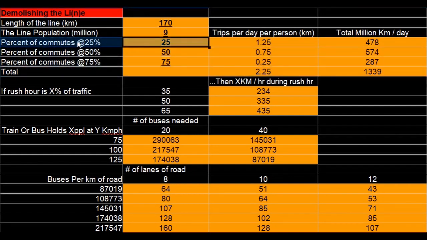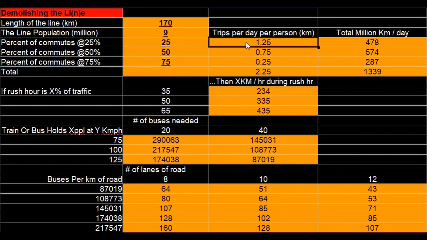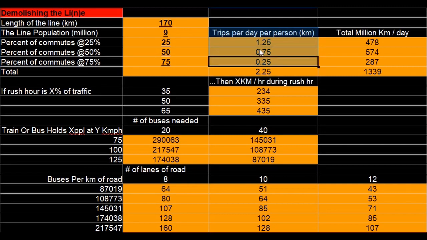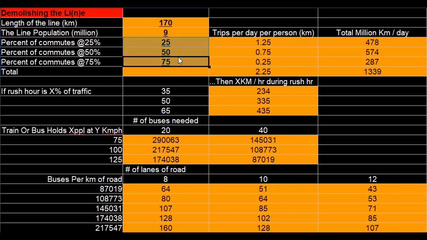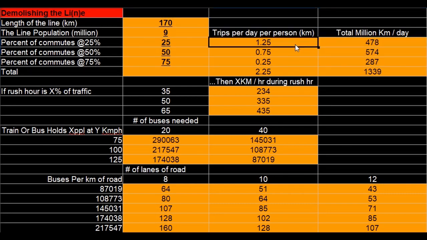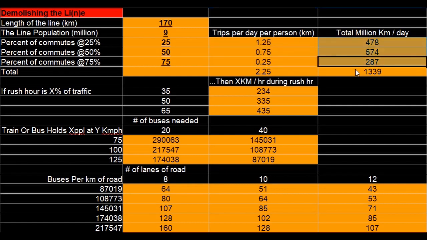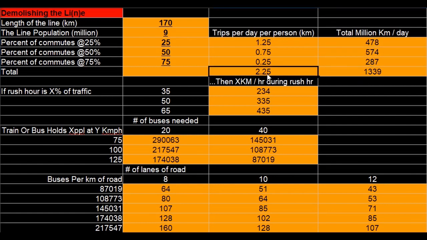Percent of commutes that are 25% of this distance, 50% of this distance, 75% of the distance. Trips per day per person. So then you just multiply the percentage by 170 times the trips per day times the people. You get total millions of kilometers per day. These three numbers, add them up, 2 trips per day per person. That seems fair, right? This is 1.3 billion kilometers per day over one road that is 170 kilometers long.